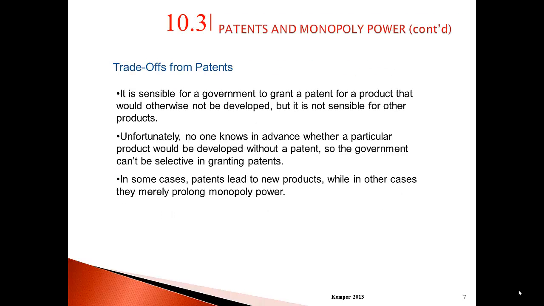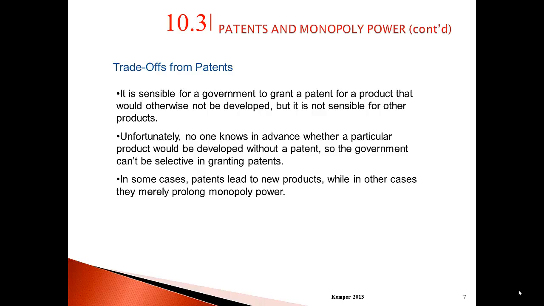So there are some trade-offs with having patents, just like I mentioned earlier. It is sensible for a government to grant a patent for a product that would otherwise not be developed, but it is not sensible for other products. In other words, we're granting all these patents, but sometimes we're granting patents that we know are going to come about no matter what. A good example of this would be sliced bread. I don't know if there ever was a patent for sliced bread, but if someone was the first to invent sliced bread and they patented it, then nobody else could benefit from that.